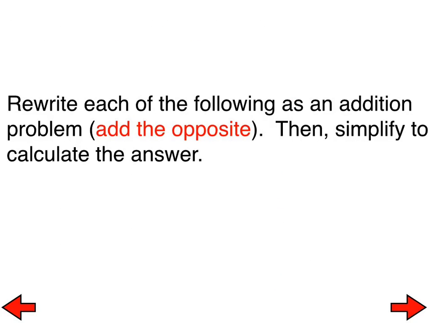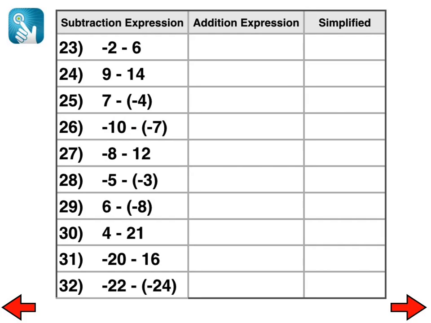You're going to rewrite each of the following as an addition problem, much like you did in 15 through 22. And now there's a column for you to write the simplified version of it. In other words, write the answer for each one. So go ahead and do 23 through 32. And when we are finished, we will compare everything with our shoulder partner.